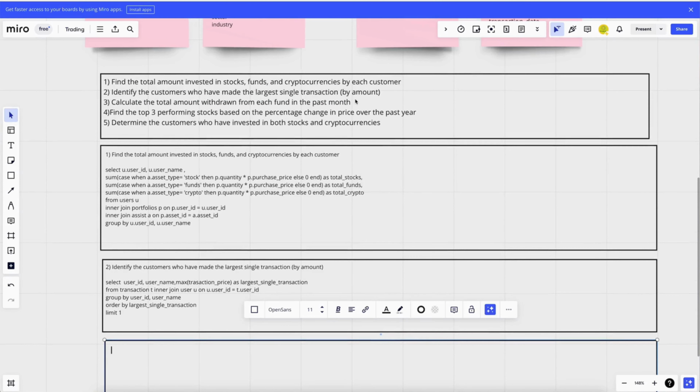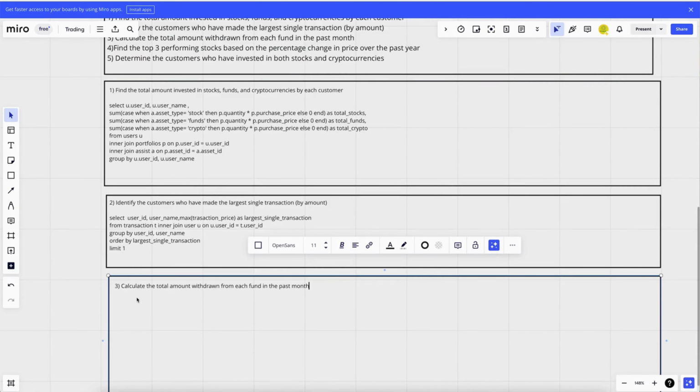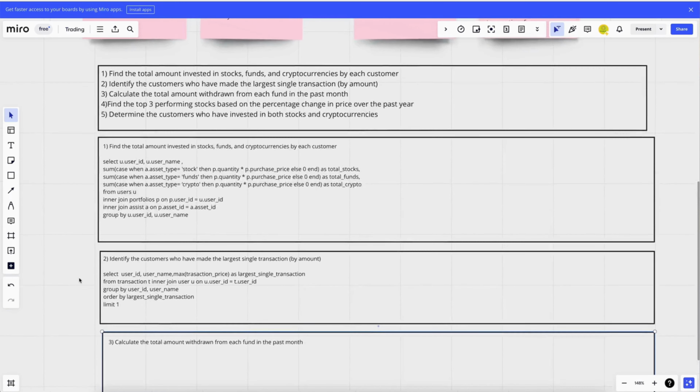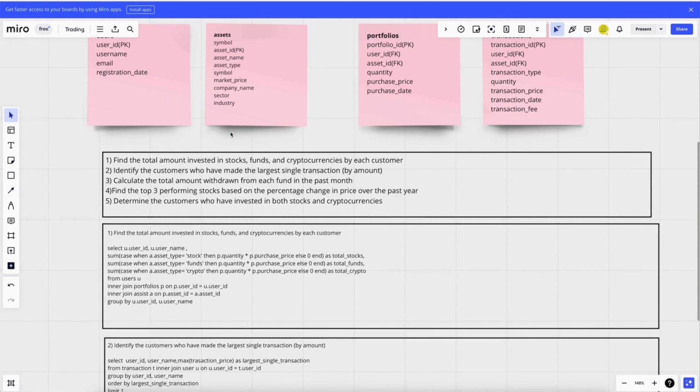I'll copy the third one here. Calculate the total amount withdrawn from each fund in the past month. So for this one, they said total amount withdrawn from each fund. So asset type is the fund here. So asset type is fund, and how much it's withdrawn in the last month.